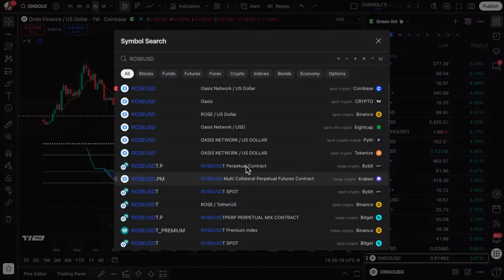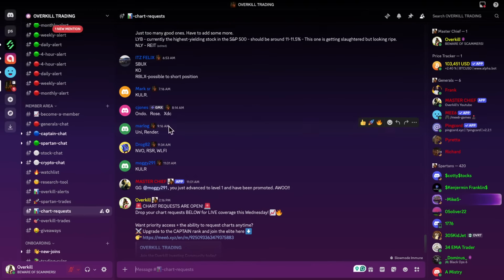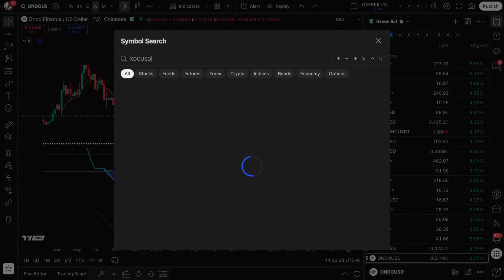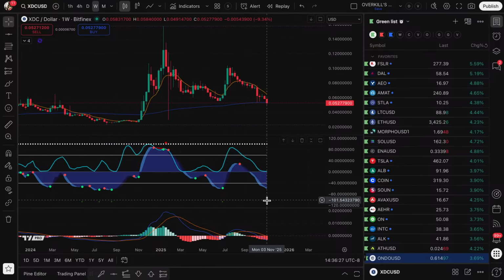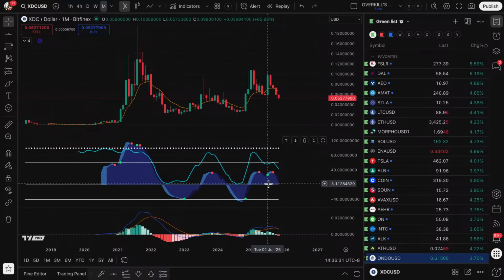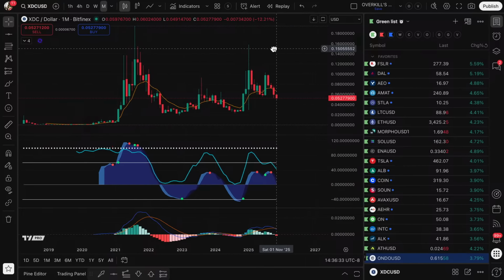Rose. We covered Rose. XDC. Same thing. Just needs the signal here. It's red on the weekly, red on the monthly. With our strategy, we just don't play that. We don't want to play it.